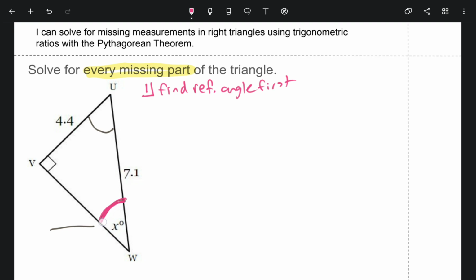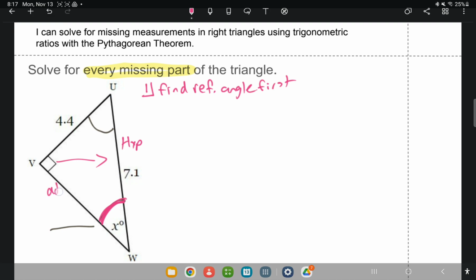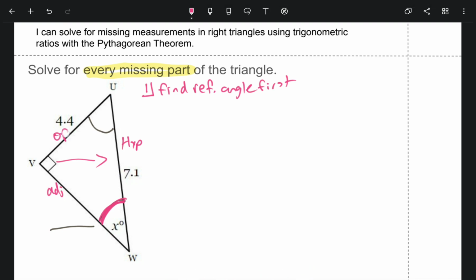So using this angle here, I'm going to label the sides. This will be our hypotenuse because it's across from our right angle. This is our adjacent, and this is our opposite. So we are given the opposite and the hypotenuse, which means we are going to be using the sine inverse.